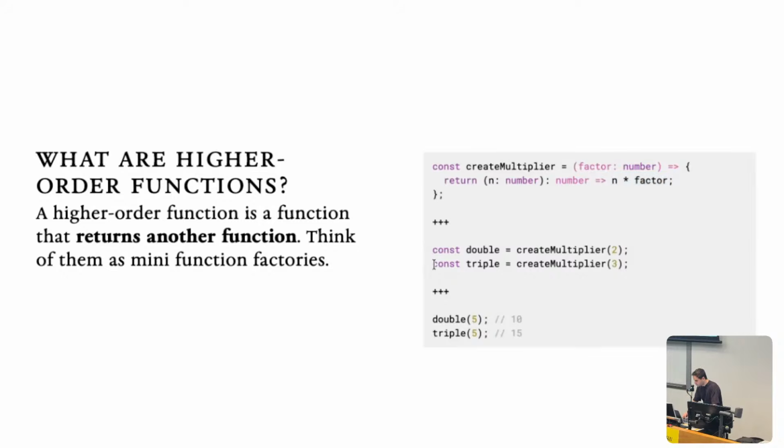How do we use this? We call the higher order function first, and we're passing in, in this case, 2 or 3. So what we're passing in here is mapped over to which variable? What's the name of the variable?